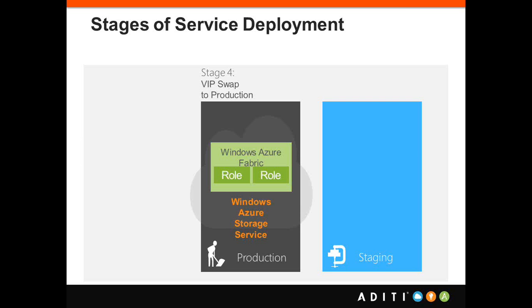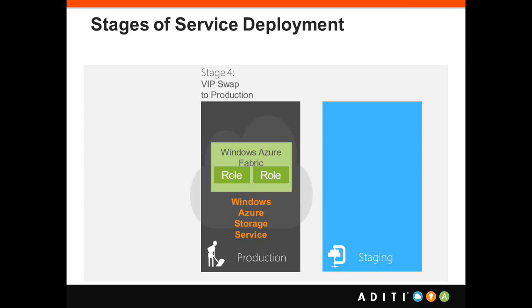of your service deployments are. The term here called VIP swap, we are just going to look into what that VIP swap means. But just to set the context, these are the stages of service deployment. You start with your local development fabric, that is the Azure emulator. Everything is on your local emulator.